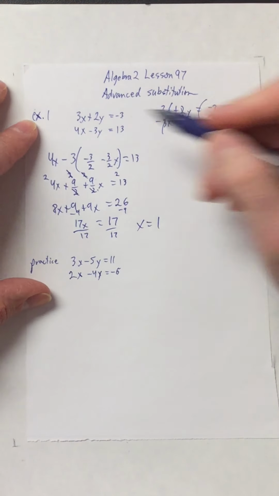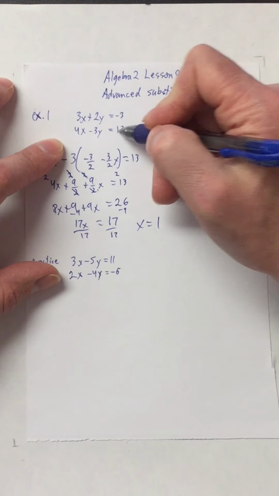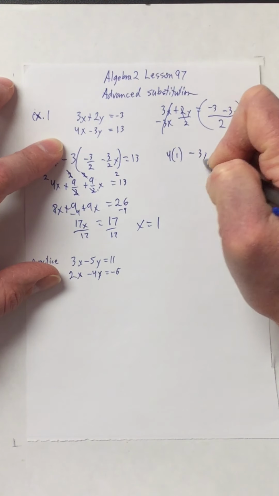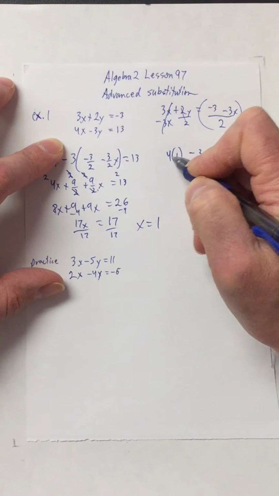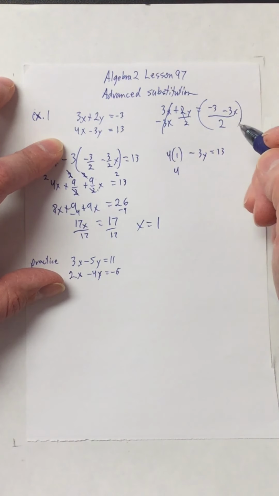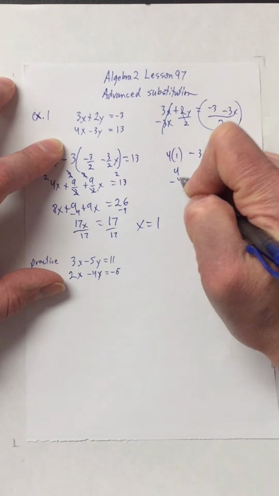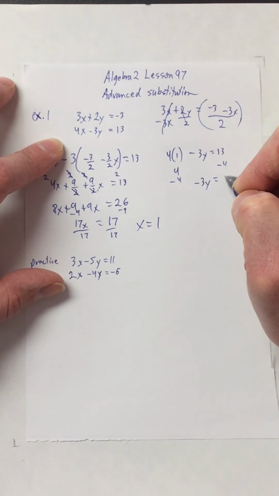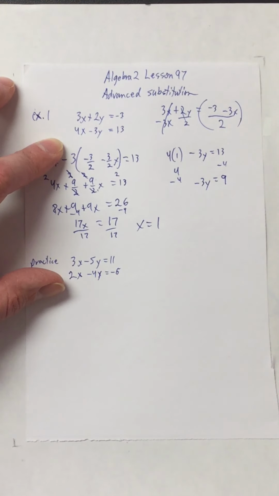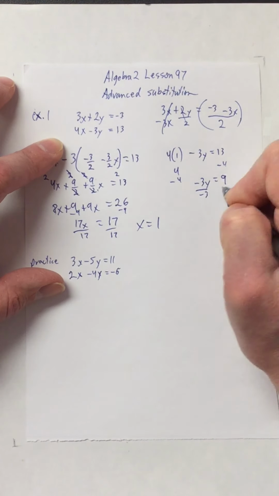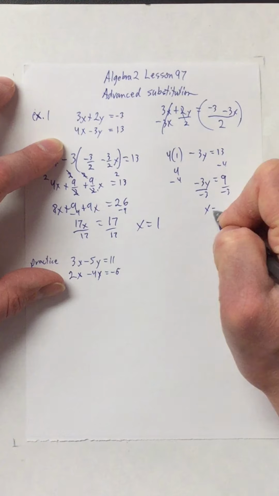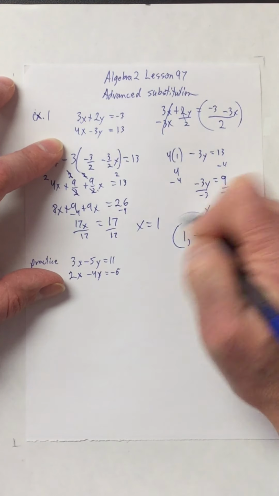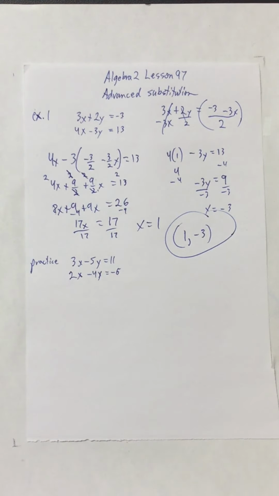I'm going to take that and substitute it back into my initial equations. I'm going to use the second one. So 4 times 1 minus 3y equals 13. 4 times 1 is 4. Let's subtract 4 from both sides. We get negative 3y is equal to 9. And then I'm going to divide by negative 3 and divide by negative 3. So my y value is equal to negative 3. So 1 comma negative 3 is my answer for that one.